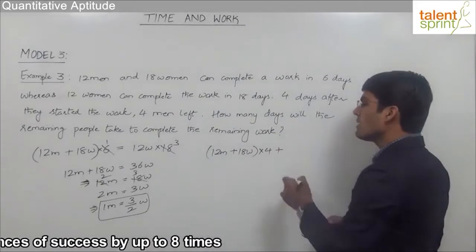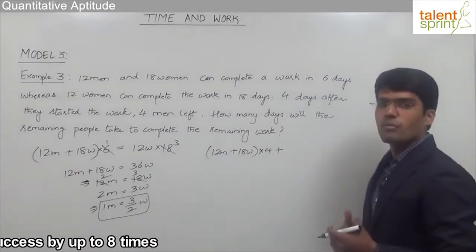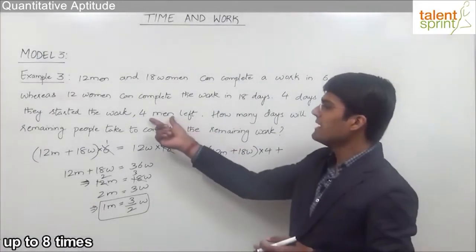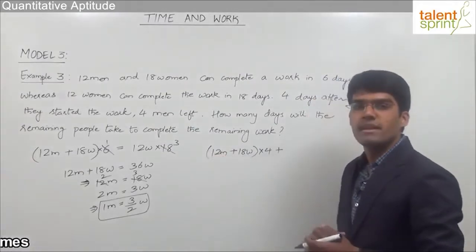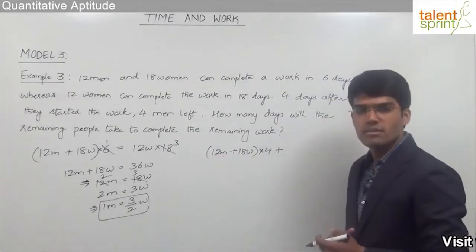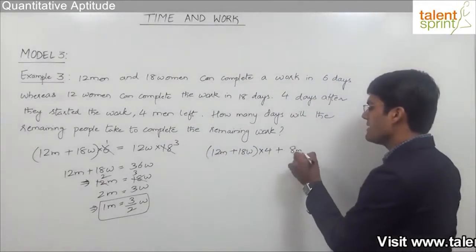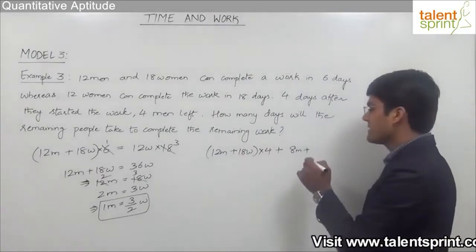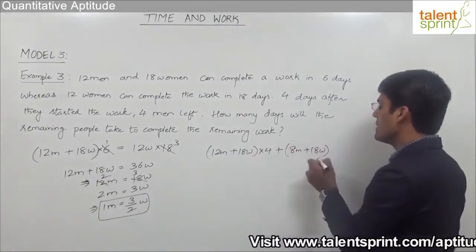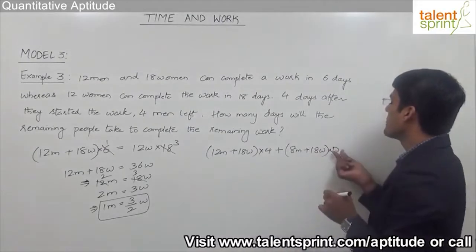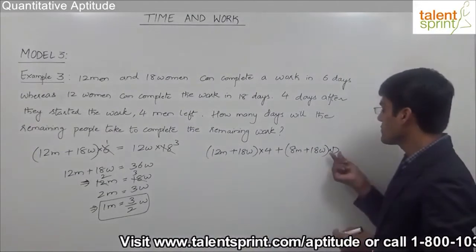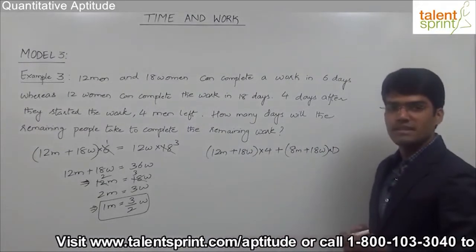And the remaining work was done after 4 men have left. So after 4 men leave the job, there are only 8 men left, because 12 minus 4 is 8. So 8 men plus women as it is, 18 women, will do the remaining work in how many days? Let us assume the number of days required is D. So we are supposed to find out the value of D here.